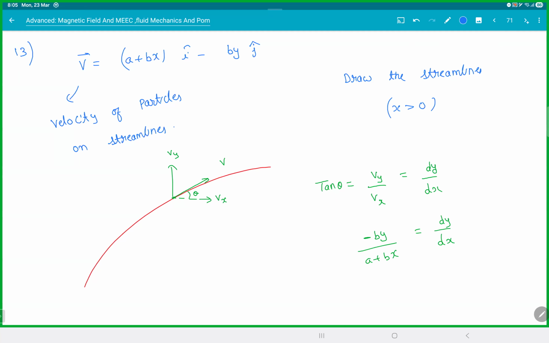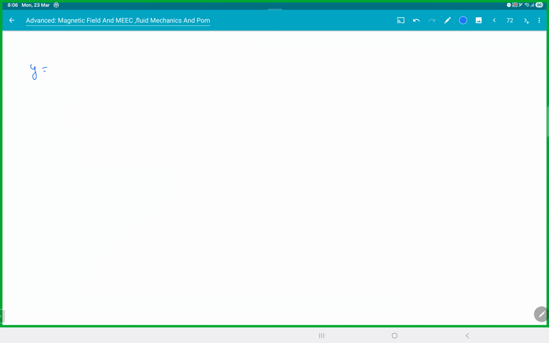So if you integrate this, one side you'll get ln y, the other side you'll get 1 by b ln of a plus bx. I think you'll get ln y into a plus bx is equal to some constant. So you get y is equal to some constant by a plus bx. So hyperbola, right? These are hyperbolas. So c by a plus bx.